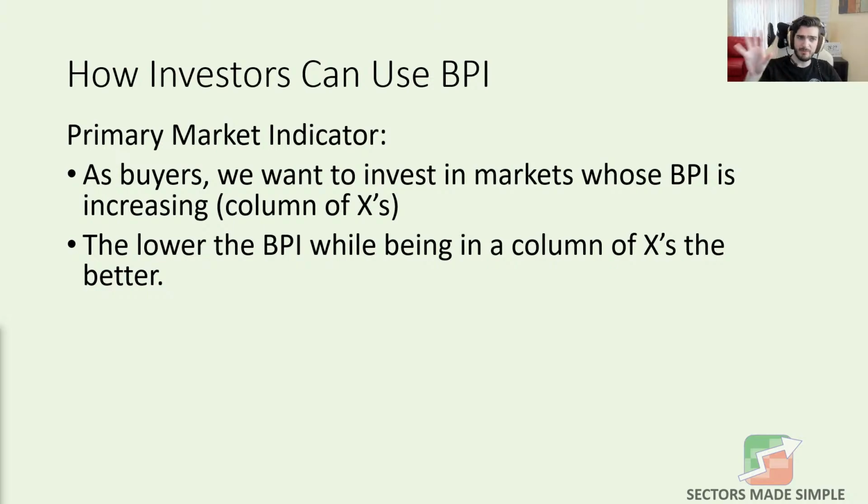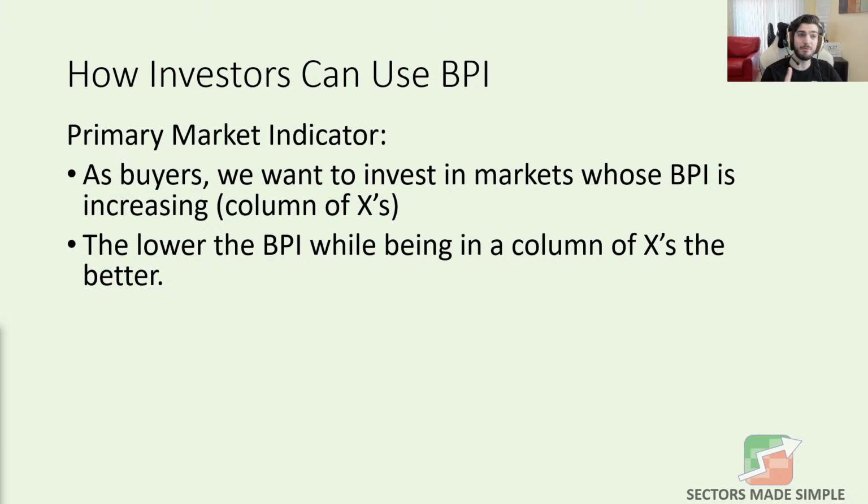Again, a column of X's at 70% is a little bit of a red flag. A column of X's at 25% has a lot of room to grow. So when we're looking at BPI as an indicator of that market, the lower the BPI is while being in a column of X's, the better. And more importantly, when a BPI is below 30% and reverses into X's, that is a very important moment for that group.